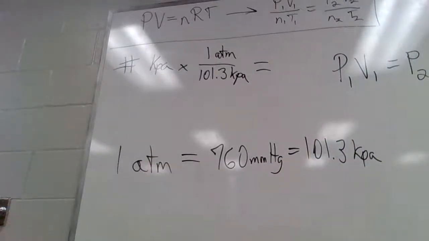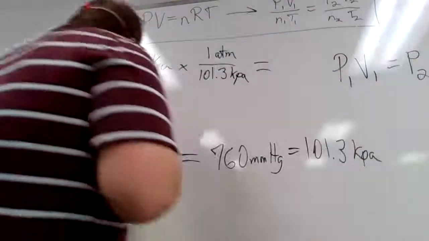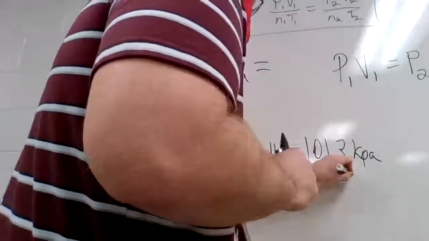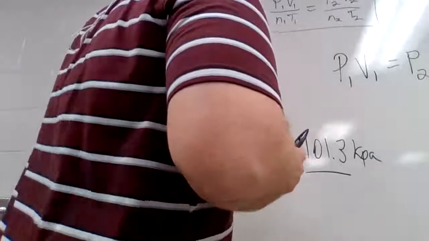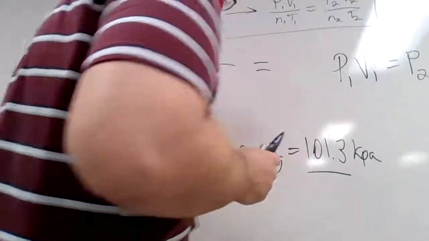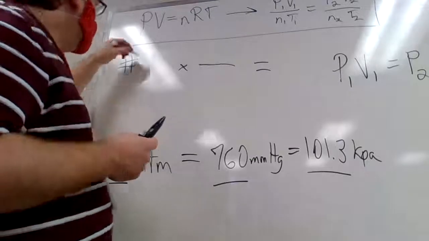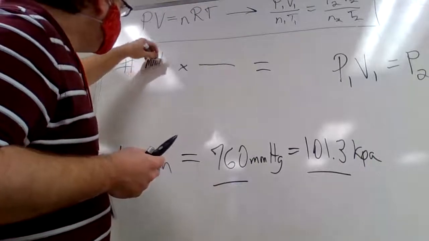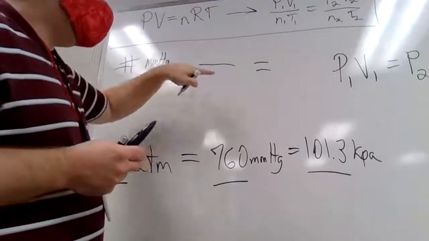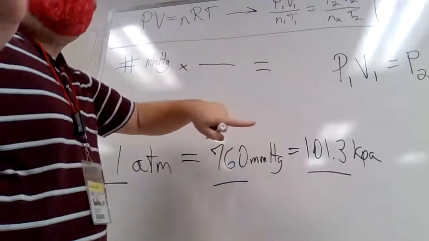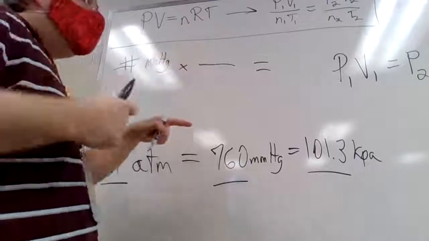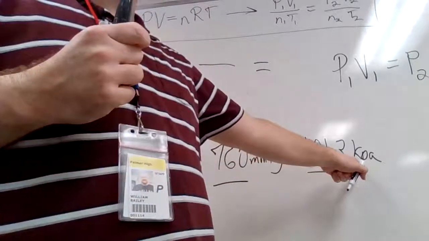So mmHg to pascals, you're going to have to do both. Look at this. If it's mmHg to pascals, remember, these are the numbers you're using to convert. If I'm going from mmHg to pascals, does it say kilopascals or pascals? Just pascals. Okay, well, that's a little different because these are kilopascals.